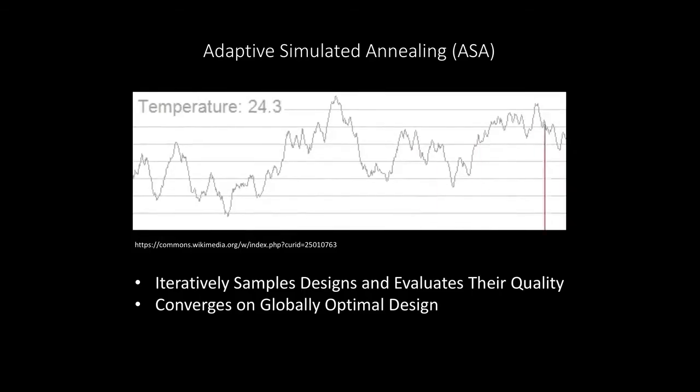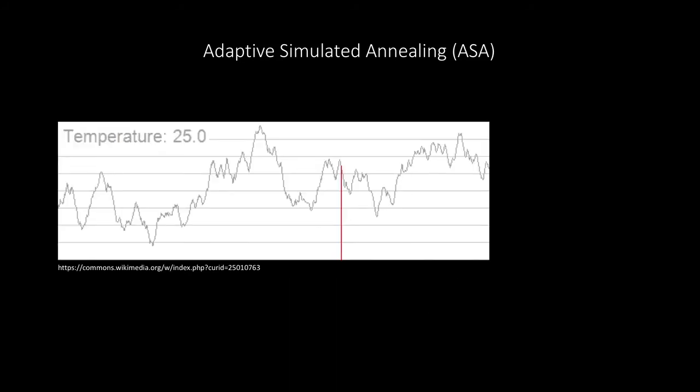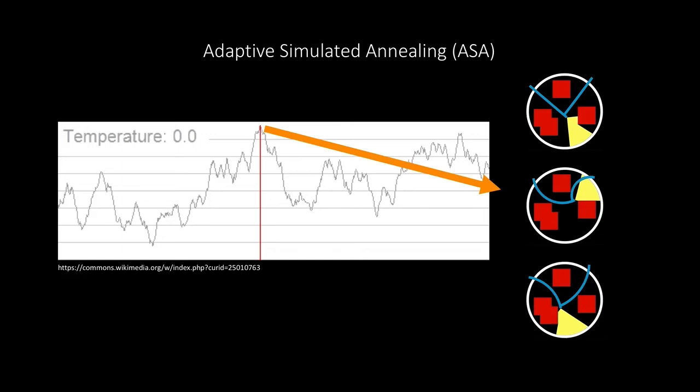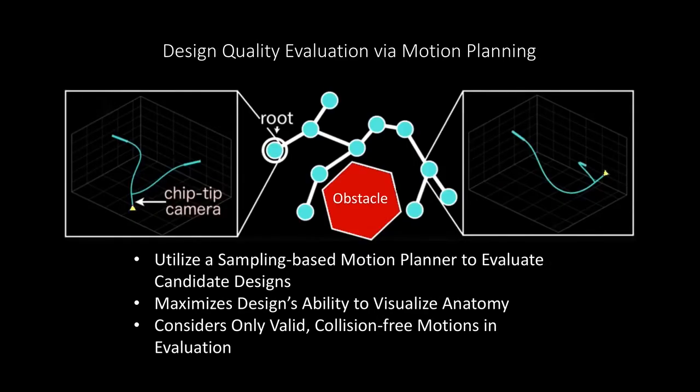To optimize the designs, we leverage the global optimization algorithm Adapted Simulated Annealing, or ASA. ASA iteratively samples designs in design space and evaluates their quality in order to converge on a globally optimal design. Early in the design process, it may sample an inferior design, but as time progresses, it will converge on the optimal design. In order to evaluate the quality of a design sampled by ASA, we leverage a sampling-based motion planner.